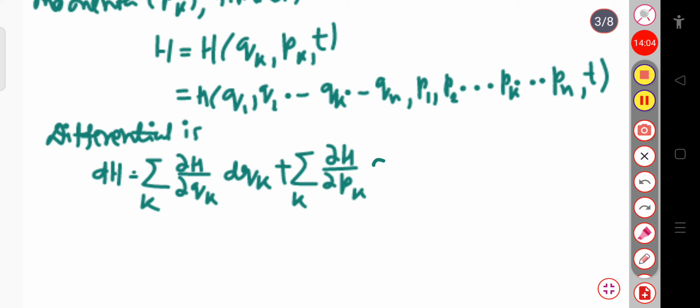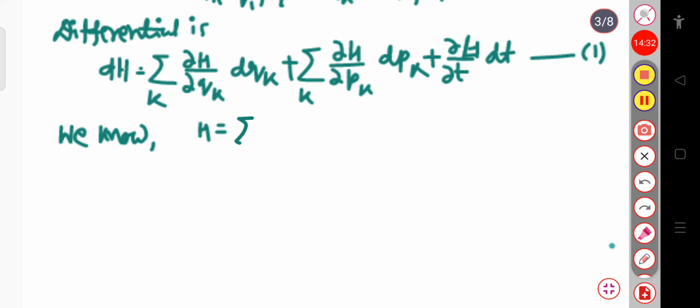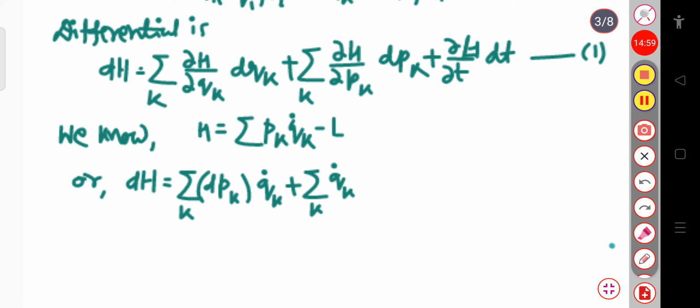Now also we know the Hamiltonian function H can be written as the sum over pk qk dot minus L. From this expression, if I take the differential again, dH will be equal to sum over k, first taking the derivative for p, dpk into qk dot, plus sum over k pk into dqk dot, and this is minus dL. This is equation number 2.